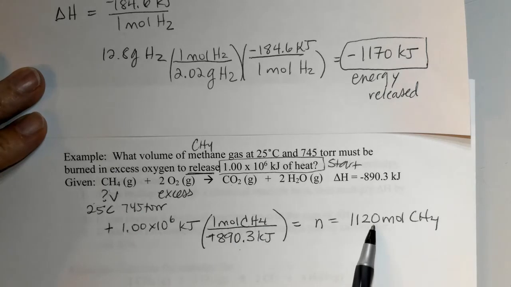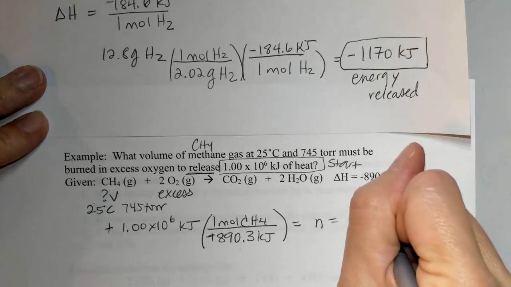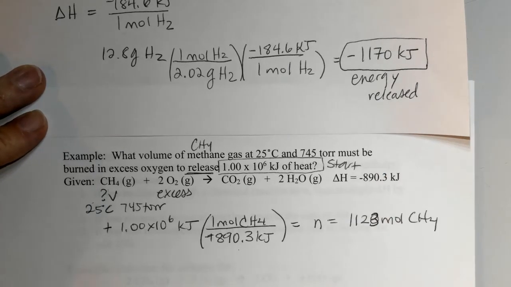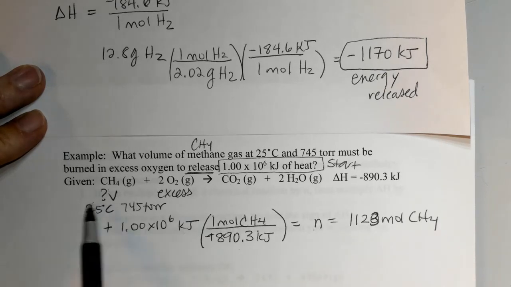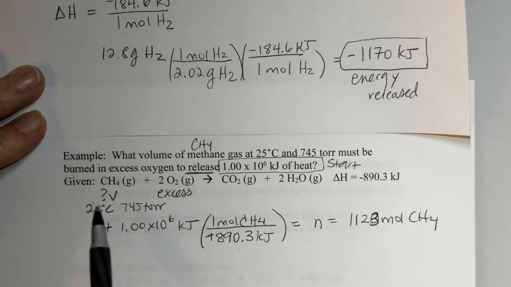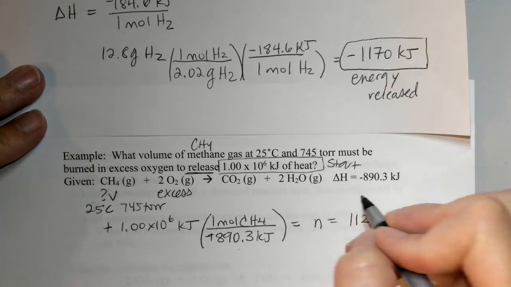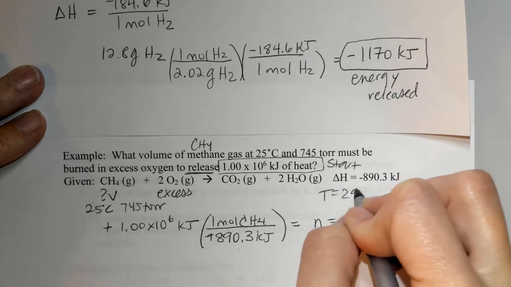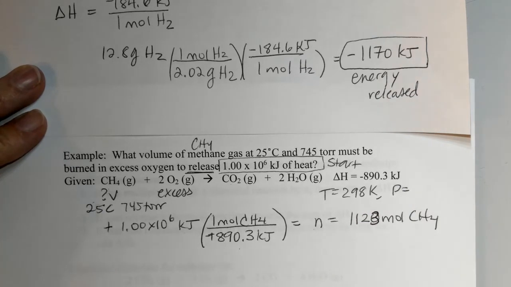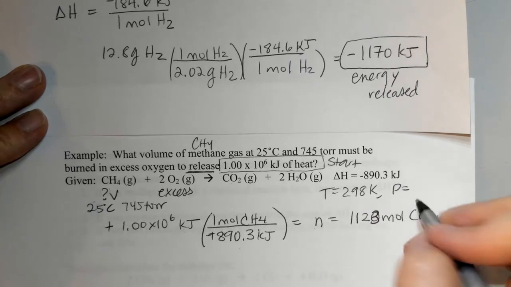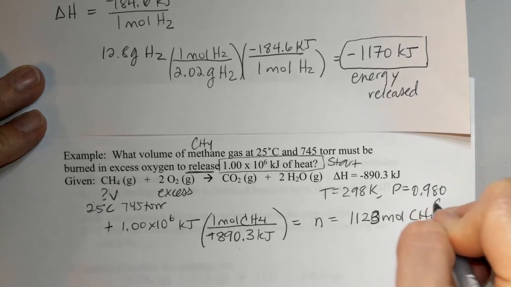So then I need 1123 moles of methane. I just rounded it to 1120, but we can round it at the end if you want. Keep it as 1123. Now I have n, and the reason why I talked about n is because I could tell this was going to be a PV = nRT problem, right? Because we're looking at a gas, we've got temperature and pressure, we know then that it's going to be a gas law problem. So temperature, just really quick, make sure it's in Kelvin, so 298 Kelvin. Pressure in atm, so 745 divided by 760, I get 0.980 atmospheres.